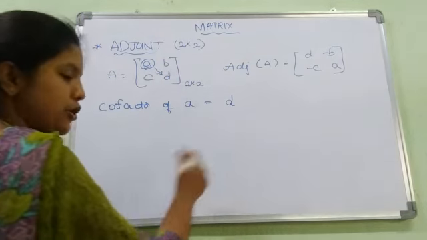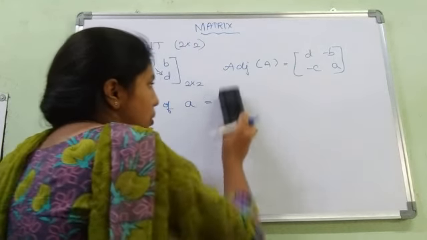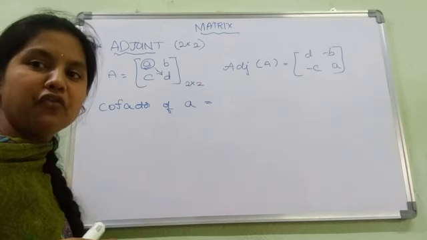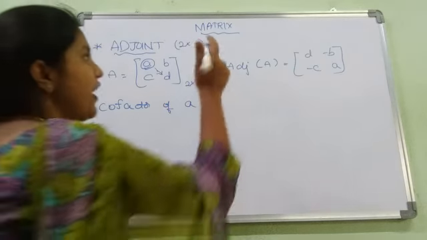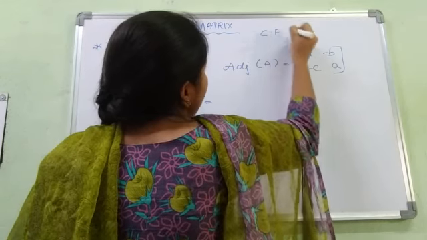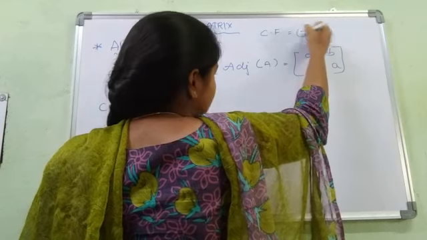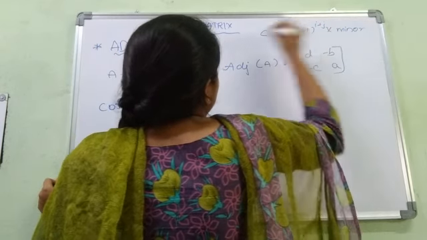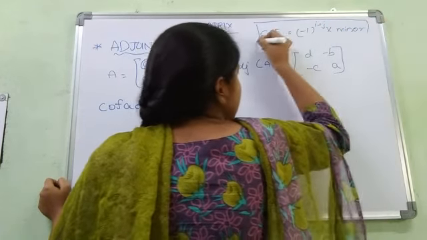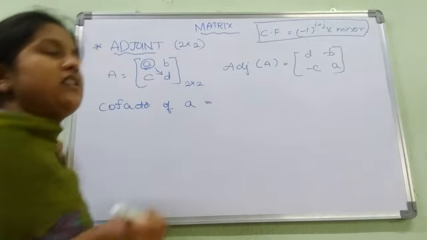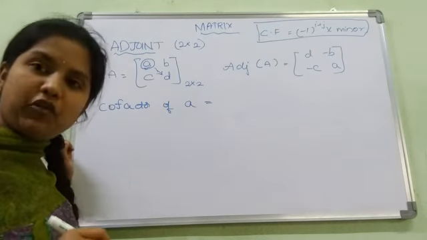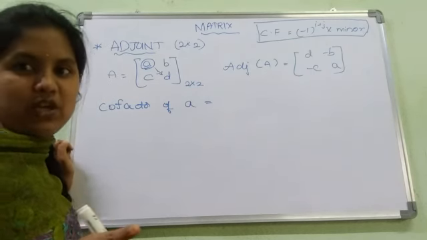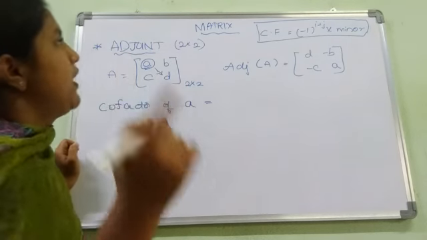But as I said, I'm asking you one question now. What is the formula of cofactor? How do we find the cofactor? The formula to find cofactor is (-1) to the power of (i + j) into minor. This is an important formula, please note it down. Cofactor is equal to (-1) to the power of (i + j) into minor, where i is the row and j is the column. You have understood this, I think.